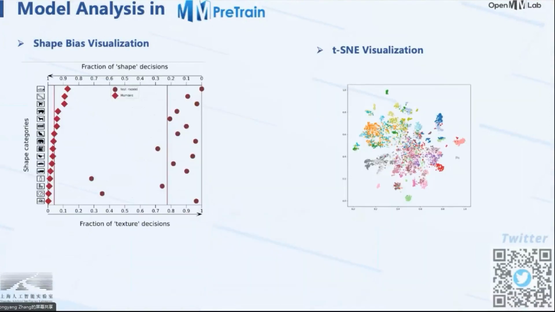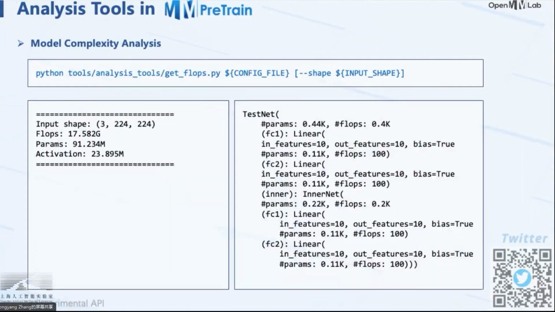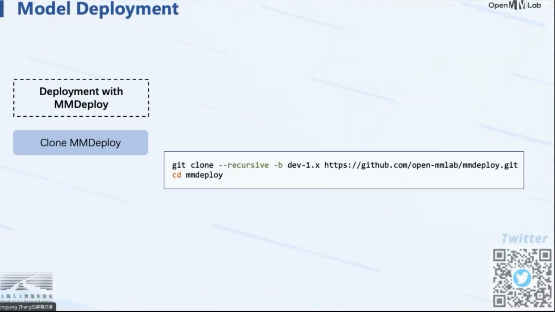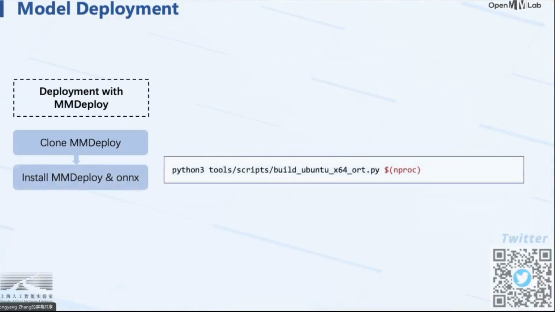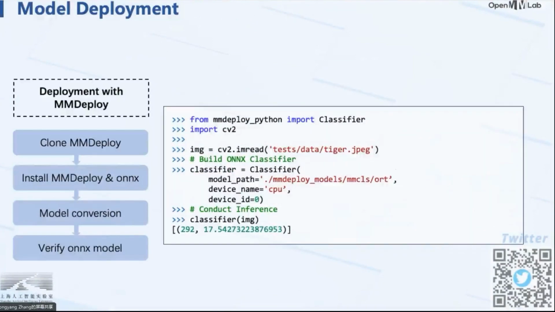For backbone research, we typically need to analyze the backbone from different metrics like the shape bias visualization or the t-SNE visualization. You can use all these tools in MMPreTrain with easy commands. We can also conduct model complexity analysis with MMPreTrain. It will list the parameters and the FLOPs layer by layer. Also, we support deployment with MMDeploy, and you can easily build a model in ONNX format to deploy it on various devices.